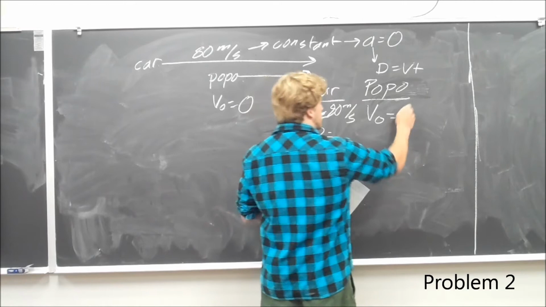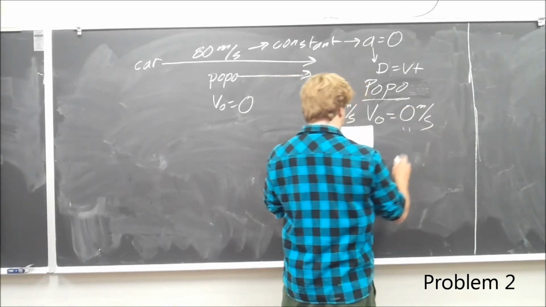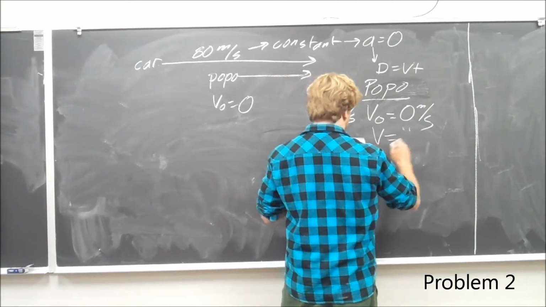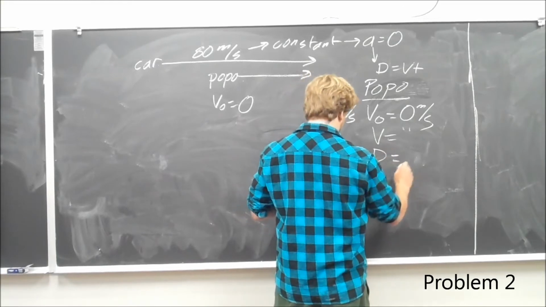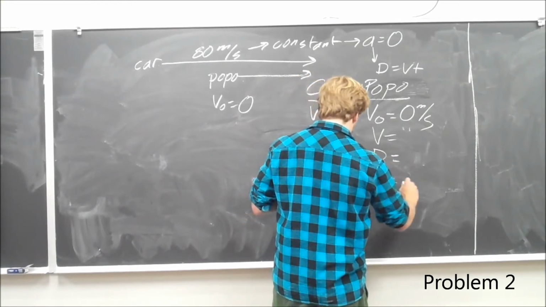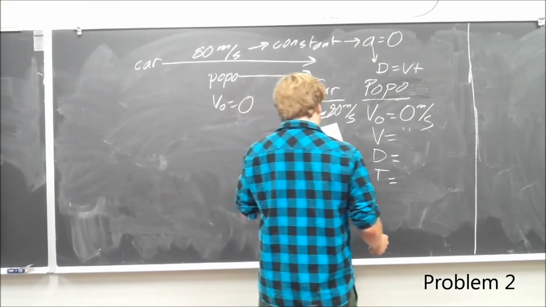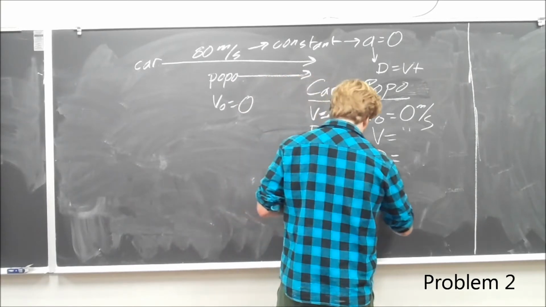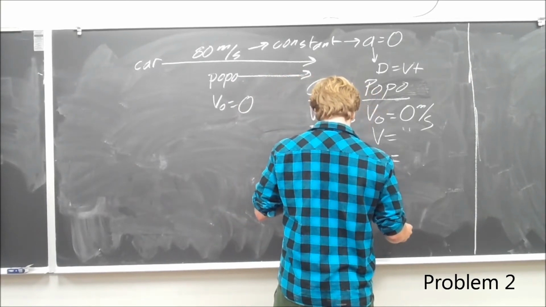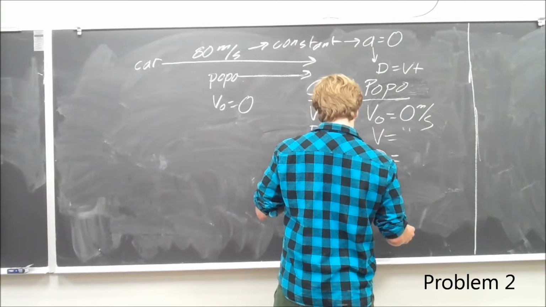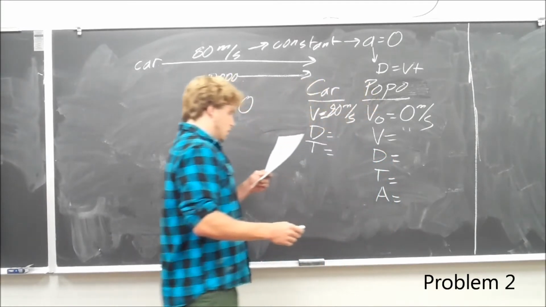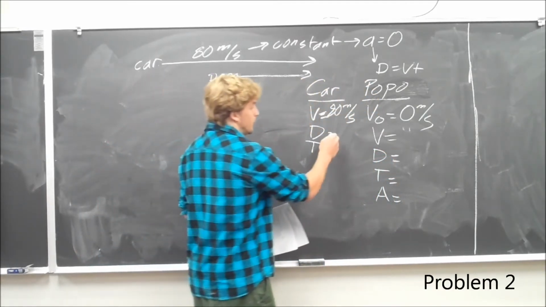The police has v naught of 0 meters per second. Then it has final velocity, we don't know. Distance, we don't know. Time, we don't know. But acceleration, oh no, acceleration is what we're trying to find. No, we don't know that either.